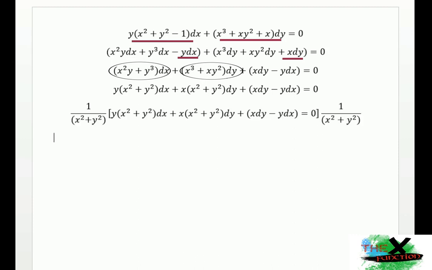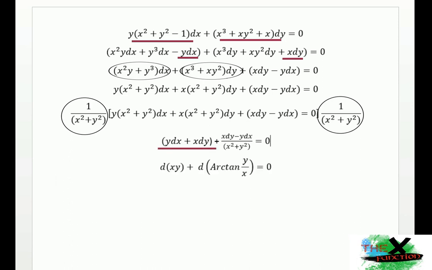Next, we have to multiply both sides by 1 over x squared plus y squared in order to have one of the 4 exact differential equations. So we can now have y dx plus x dy plus x dy minus y dx over x squared plus y squared is equal to 0. Since y dx plus x dy is equal to the d of xy, and x dy minus y dx all over x squared plus y squared is also equal to the d of arctan y over x based on the 4 exact differential equations.